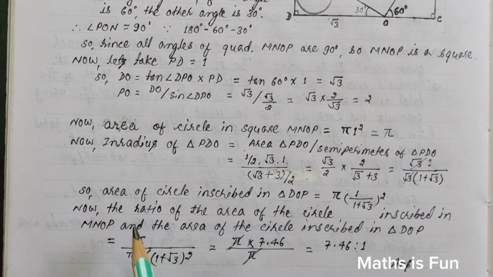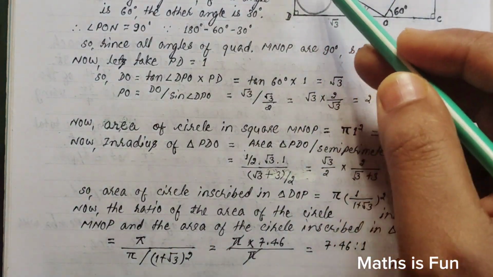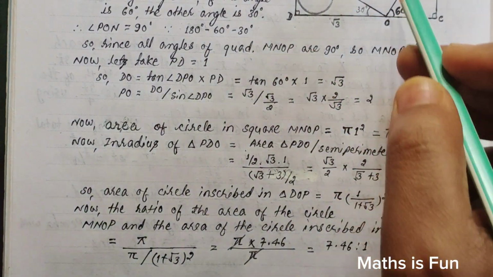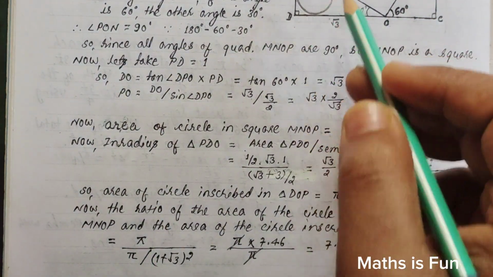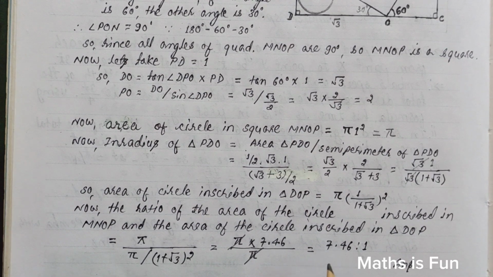So now finally we can find out the ratio of the area of the circle inscribed in MNOP and the area of the circle inscribed in this triangle PDO. The bigger circle has an area of pi and the smaller circle has an area of pi times 1 plus root 3 over 2 whole square. When we simplify it, we get 7.46. So the final answer is 7.46 is to 1.